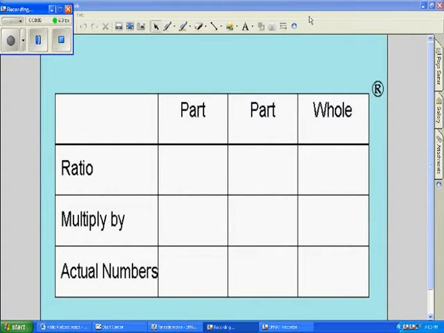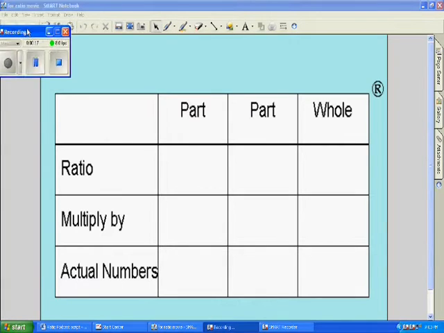So here it is, the patented ratio problem solving grid. As you can see, it's essentially a 3x3 grid. The columns are labeled part, part, and whole, and the rows are labeled ratio, multiplied by, and actual numbers. And I'll explain how to use all these in just a minute.